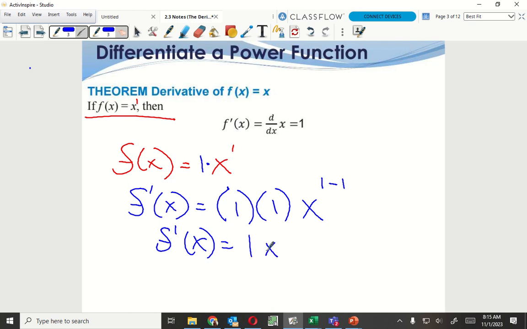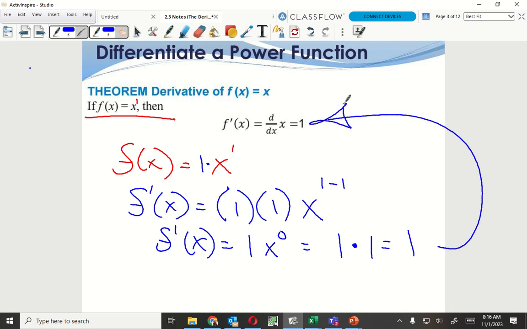And this is going to be x raised to the, what is 1 minus 1? 0. Thank you. So anything to the 0 power is 1. So this turns into 1 times x to the 0 power, which is 1. There it is in fancy notation. So f prime of x means the same thing as d dx, taking the derivative in terms of x, is 1. That's what that means.